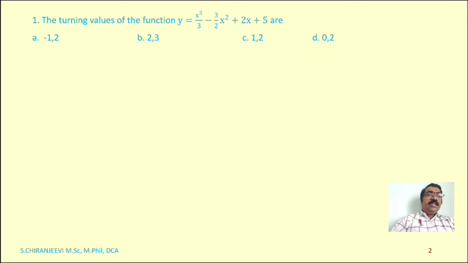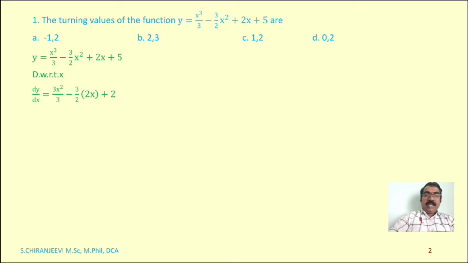See, here turning points is nothing but we need to differentiate the function and equal to 0, and we need to find the points that are the turning points. So first y equal to x cube by 3 minus 3 by 2 x square plus 2x plus 5. Differentiating with respect to x, dy by dx equal to differentiation of x cube is 3x square divided by 3 will be as it is, minus 3 by 2 into differentiation of x square is 2x, plus differentiation of 2x is 2 and differentiation of a constant is 0.